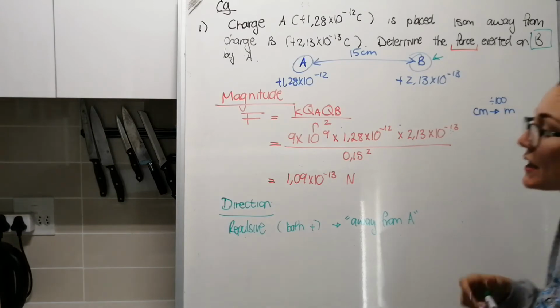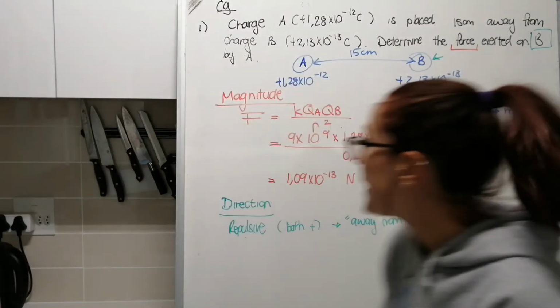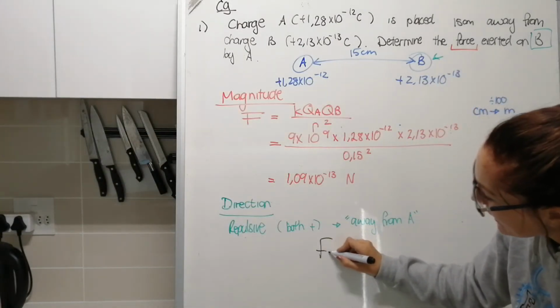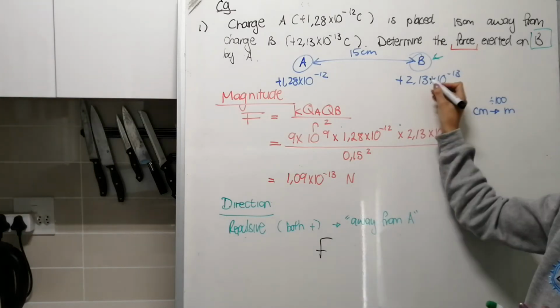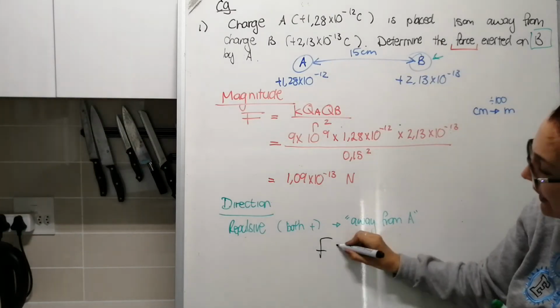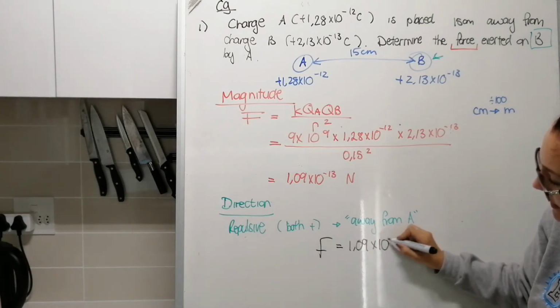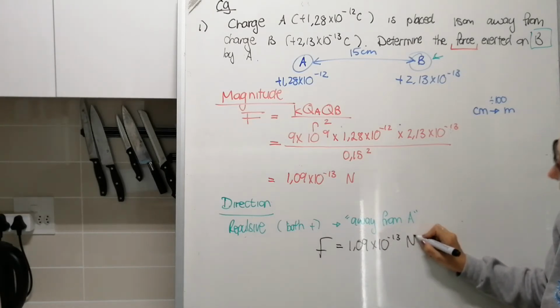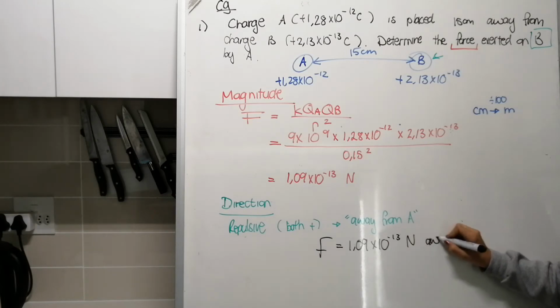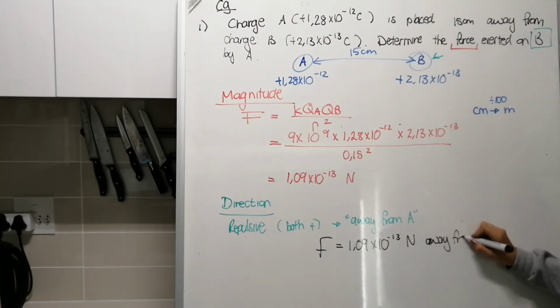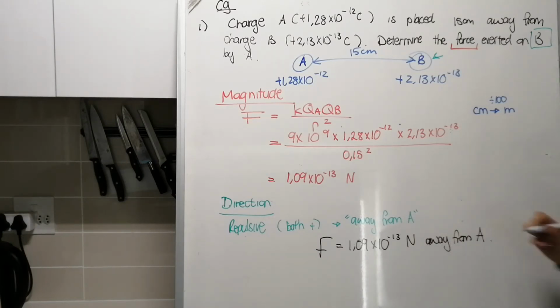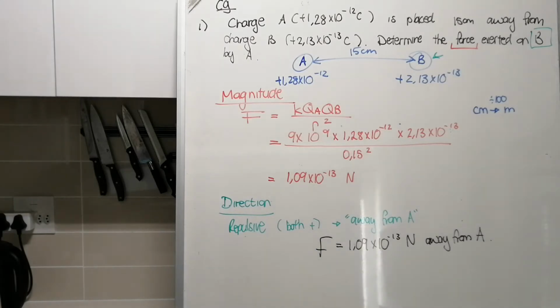Okay, so we can therefore come up with our full answer, which is that the force experienced by B as a result of A is equal to the magnitude of 1,09 times 10 to the negative 13 newtons, and the direction is away from A. Okay, it is a repulsive force. Okay, that's it. I'm going to pause you. We're going to do the second example. It's the same example as what is in your notes.